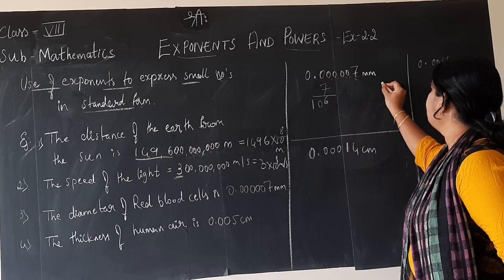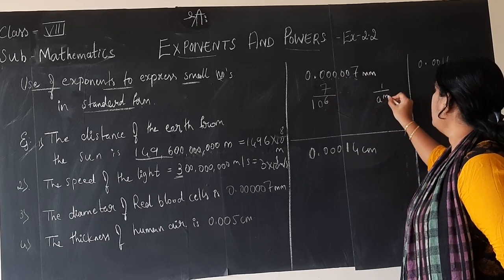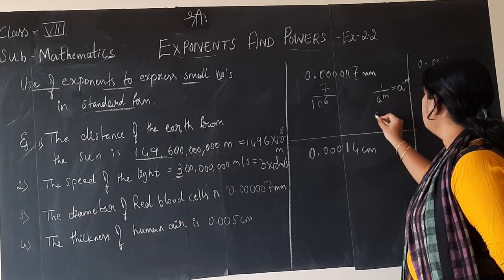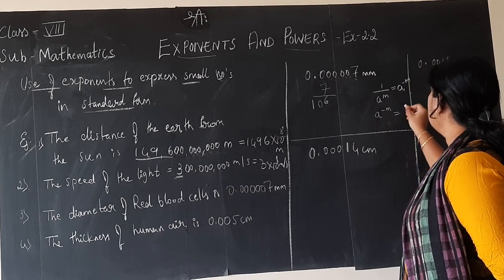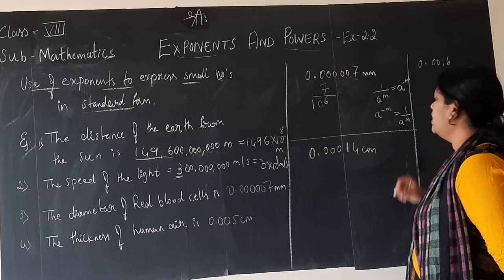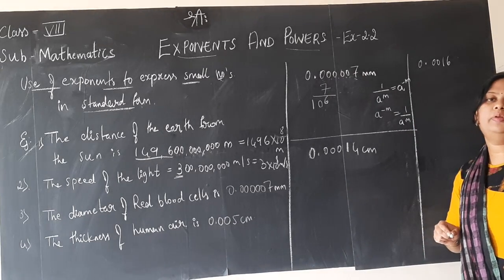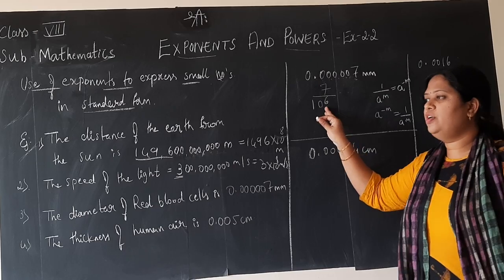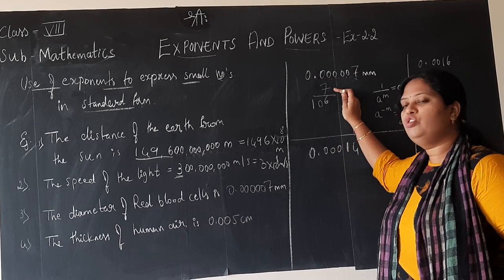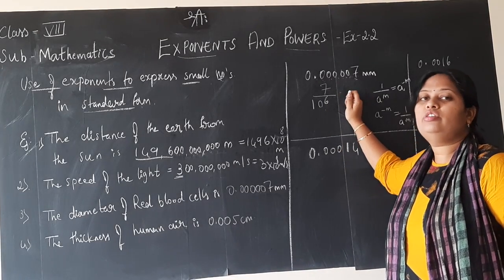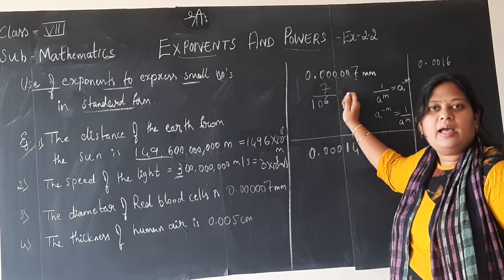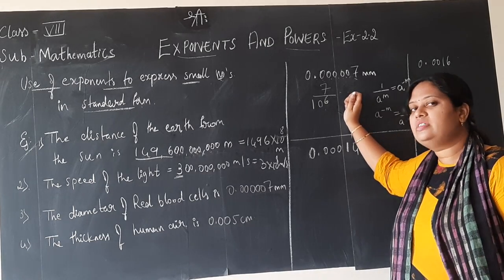1 by a to the power m is what? A to the power minus m. Similarly, a power minus m means 1 divided by a to the power m, isn't it? I explained many times that if you are sending any exponent from denominator to the numerator or numerator to the denominator, the sign of the exponent will change. Plus becomes minus, minus becomes plus.